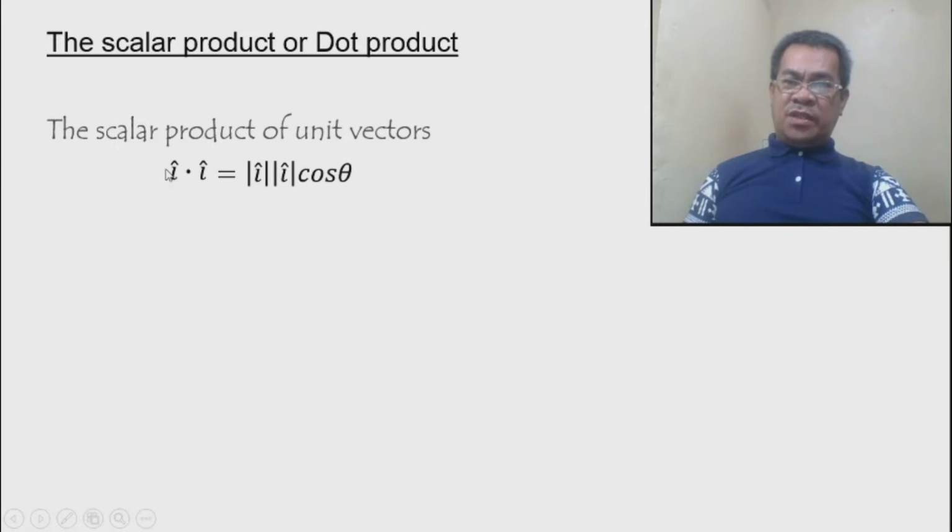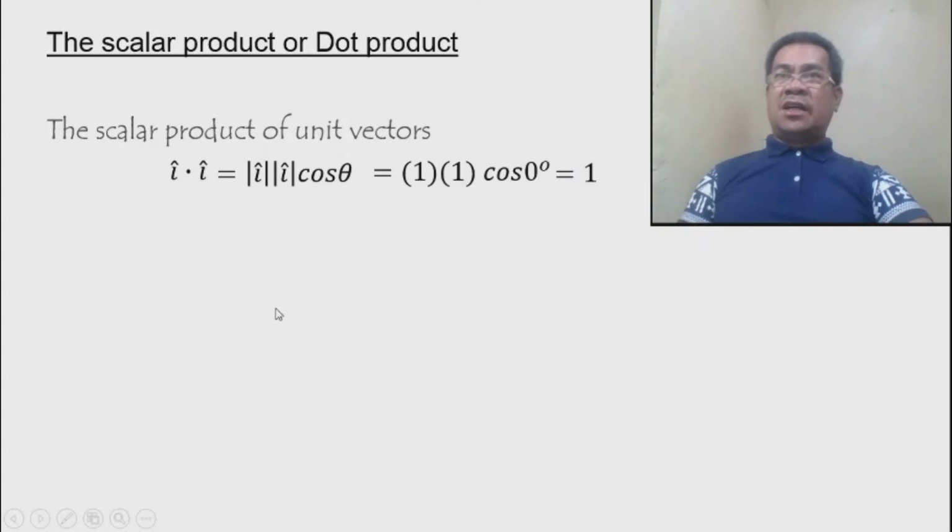Now, what's the angle between them? If this is i and this is i, they are parallel to each other because they have the same unit vector. So the angle should be 0. What is cosine 0? 1. So you are multiplying 1 times 1 times 1, and the answer is 1. The cosine of 0 is 1, so i dot i is 1. Okay. Now what is j dot j? Also 1. k dot k, also 1.